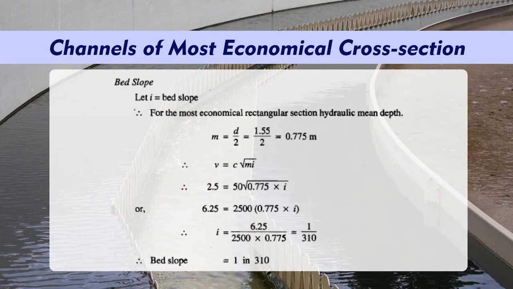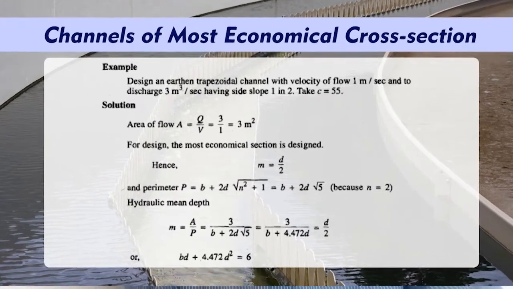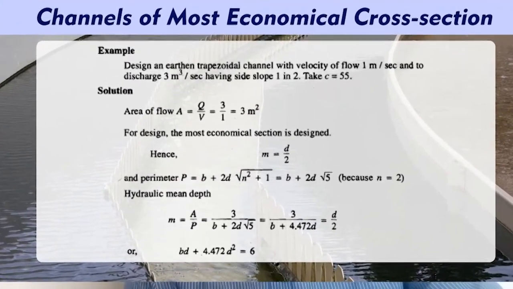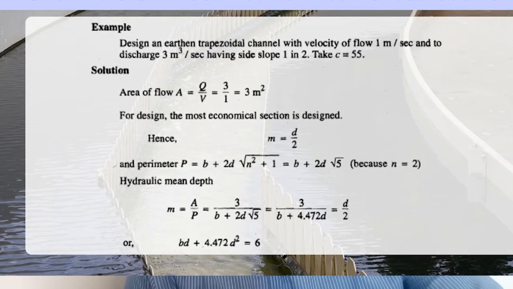Now the second example: design an earthen trapezoidal channel with velocity of flow 1 meter per second and a discharge of 3 cubic meters per second, and having side slope 1 in 2. Take Chezy's constant C is equal to 55. Now again, area A is equal to 3 square meters. For the most economical section, m is equal to D by 2, and parameter P is equal to B plus 2D into root of n square plus 1. So put all the values here.